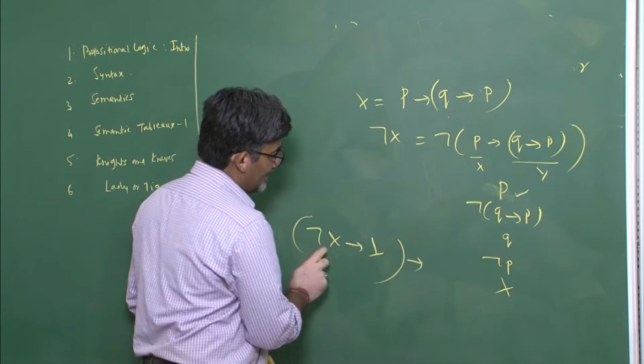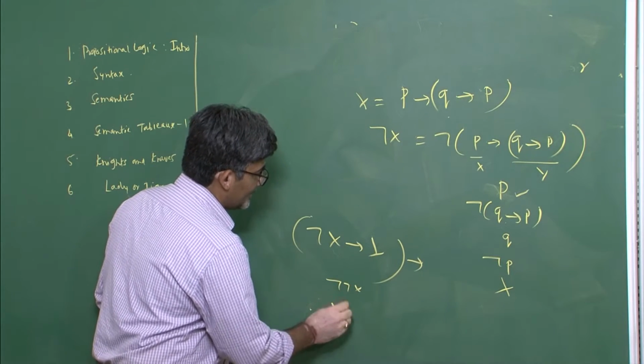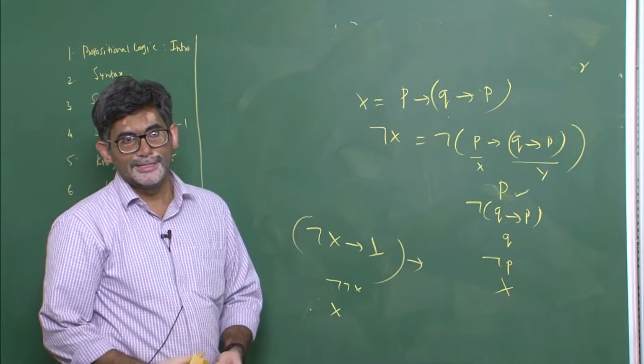So that means it should not be not X, but it should be not of X. So that's why it is X. In our case, X is the original formula, P implies Q implies P.